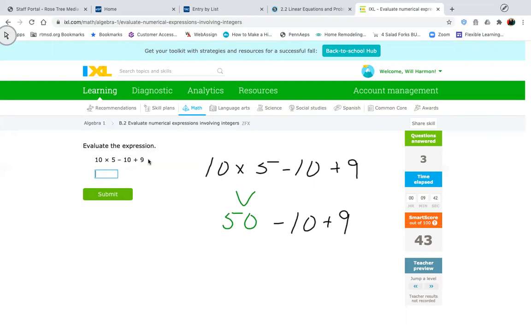Okay. So, Ellie, what operation do I do next? Do I do the subtraction or the addition? My advice to you is be very, very careful. It's a subtraction first. Very good. I do that first because it occurs first when working from left to right. So, Ellie, what is 50 minus 10? 40. So I have 40 plus 9.